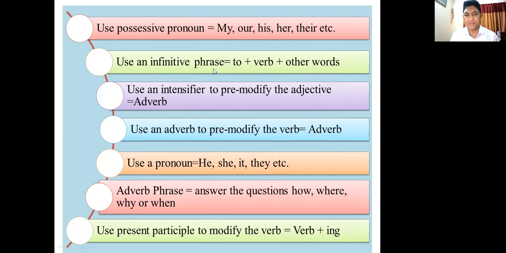Use an infinitive phrase. If you are asked to use an infinitive phrase, okay, in such cases, you have to write to plus verb plus other words. You know that infinitive means to plus verb.